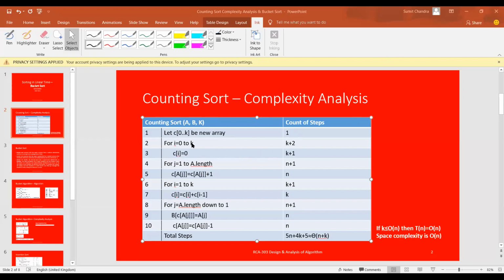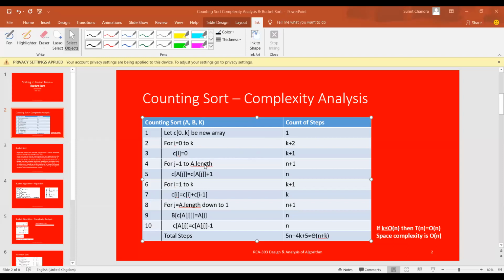Now 0 to K means this i value is going from 0 to K. It means it will run for K plus 1 time for that value, and one more for termination. We already know if a loop runs for n times, it is executed n plus 1 times. So it runs K plus 2 times. Inside the loop, we are initializing this array, so K plus 1 times, because K plus 1 elements we are initializing.